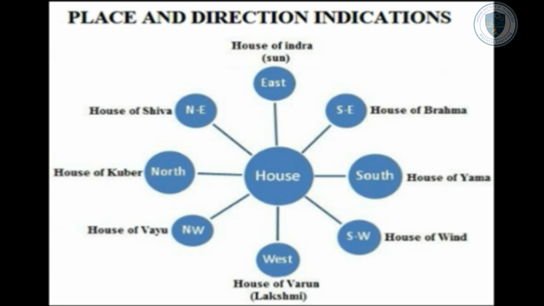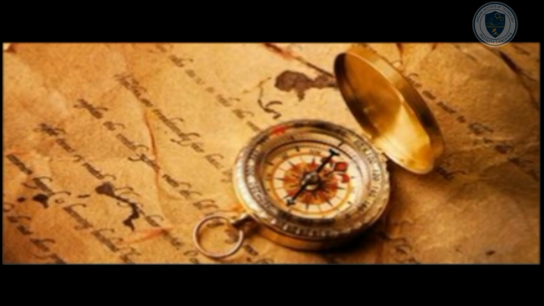East direction. It is called the house of Indra. Main entrance at this place gives positive energy like health and good wealth. Next, west direction. It is also called the house of Varuna or Lakshmi. Main entrance at the center of west wall gives good wealth. North direction. It is also called the house of Kubera, the god of money.